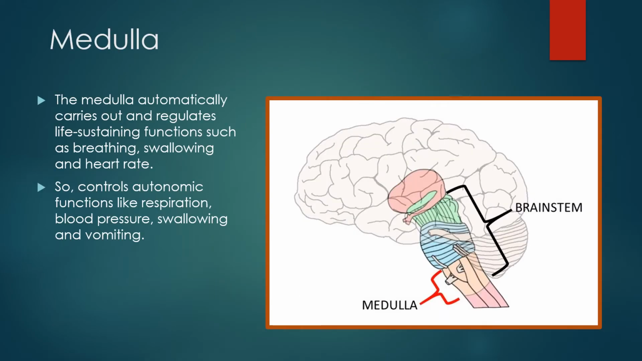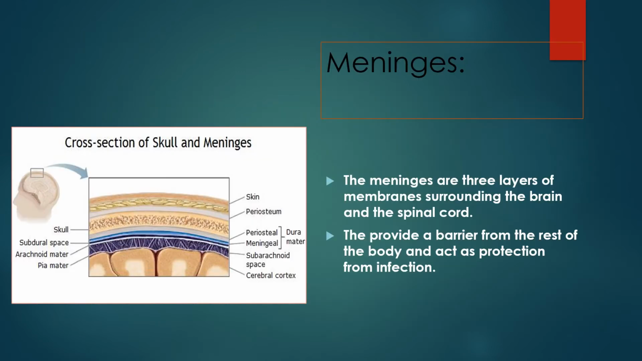The medulla is really important. It works automatically, but it is there to sustain our life. It helps us breathe, swallow, and also helps with our heart rate. We move on to meninges, which are 3 layers of membrane surrounding the brain and the spinal cord. They help to provide a barrier to the rest of the body, and it's almost like a form of protection from any infection.